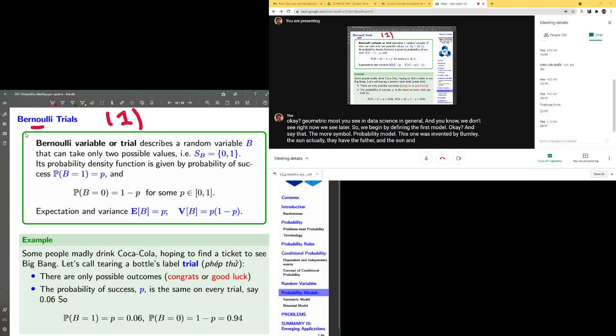Then we can define the density. We define the density by providing the probability of the success, because we define number 1 to mean success.